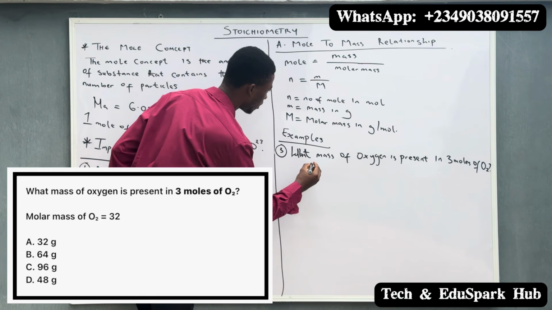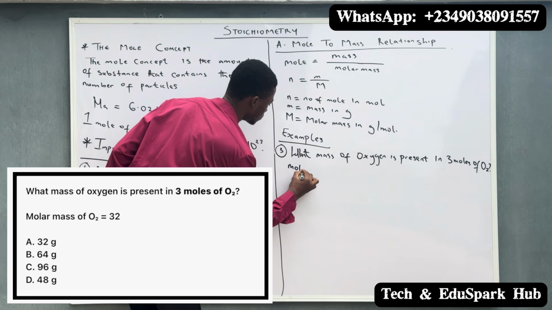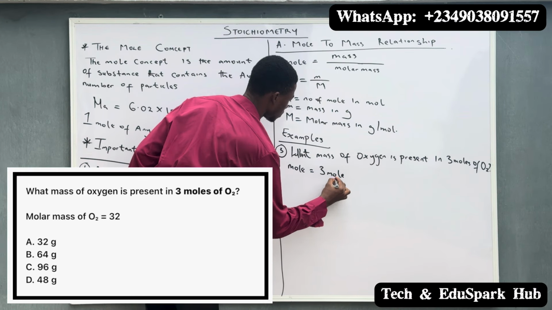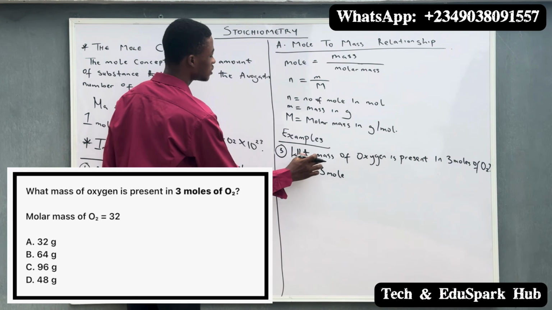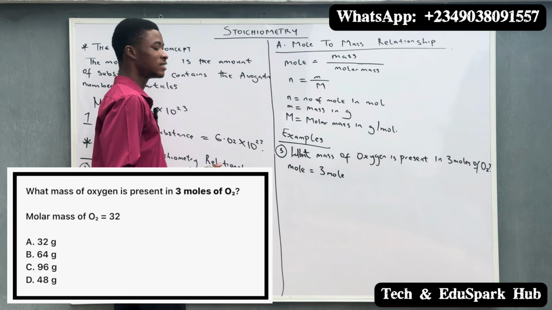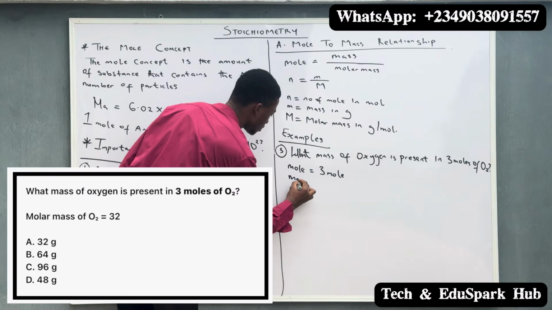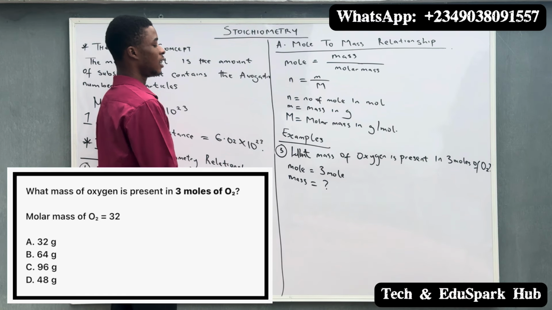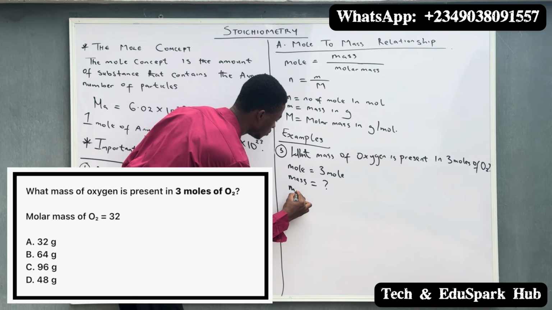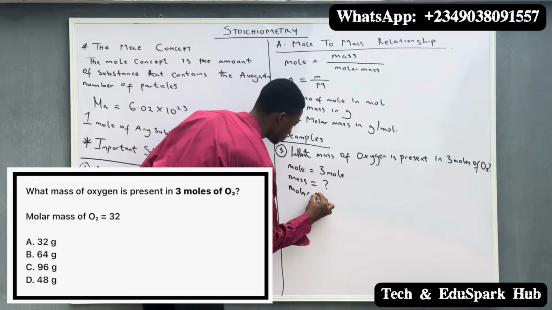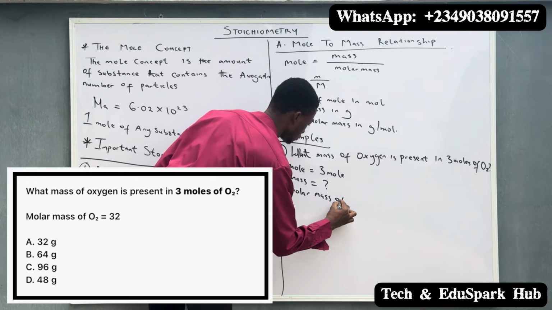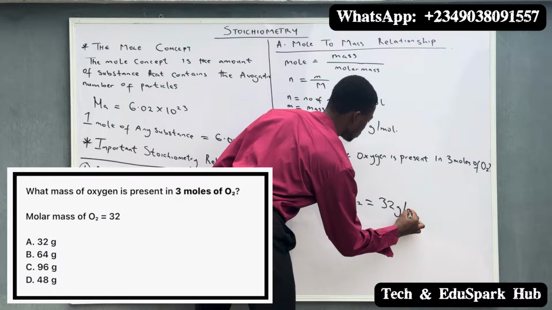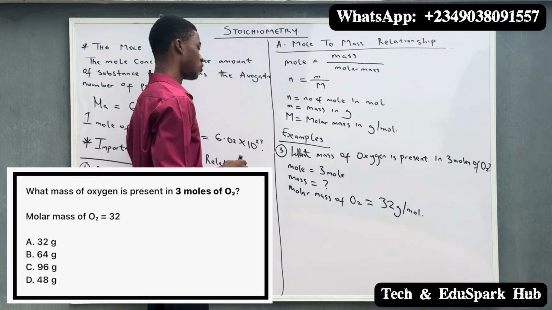So we have been given our mole from the question. Our mole is equal to 3 moles. The question is asking what mass, which means we are asked to calculate the mass. So the mass is what we don't know, which is unknown. This is what we are asked to calculate. And the molar mass given from the question, molar mass of O2, is equal to 32 grams per mole. So this is the molar mass of O2 given.